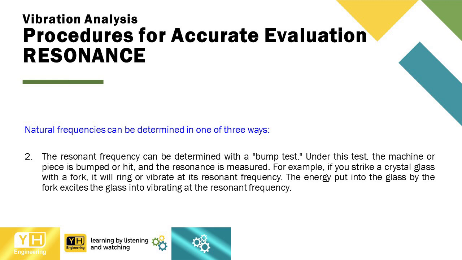Number 2, the resonant frequency can be determined with a bump test. Under this test, the machine or piece is bumped or hit, and the resonance is measured. For example, if you strike a crystal glass with a fork, it will ring or vibrate at its resonant frequency. The energy put into the glass by the fork excites the glass into vibrating at the resonant frequency.